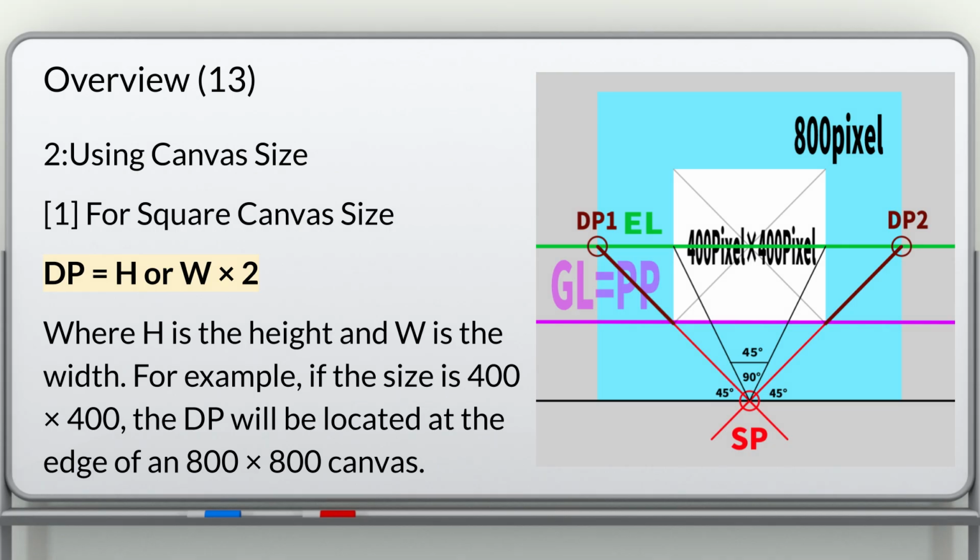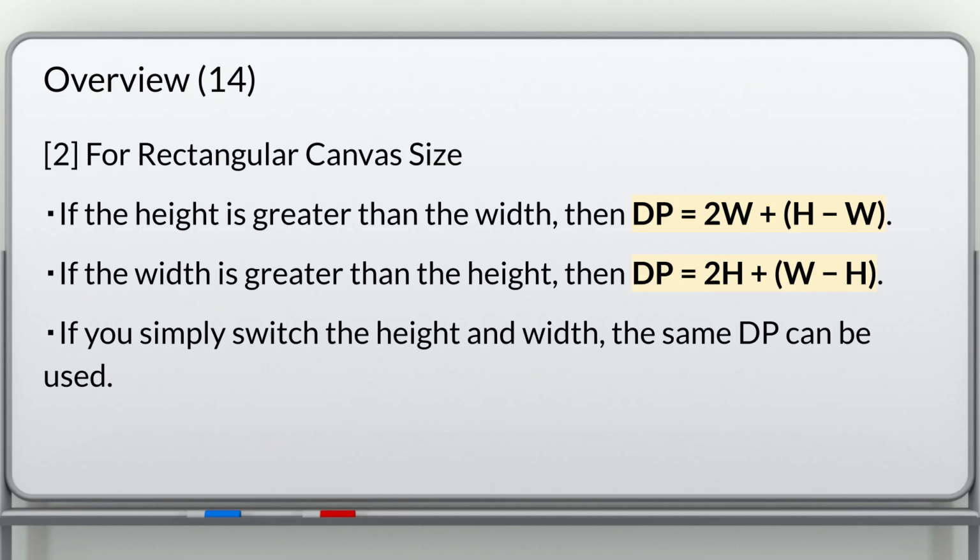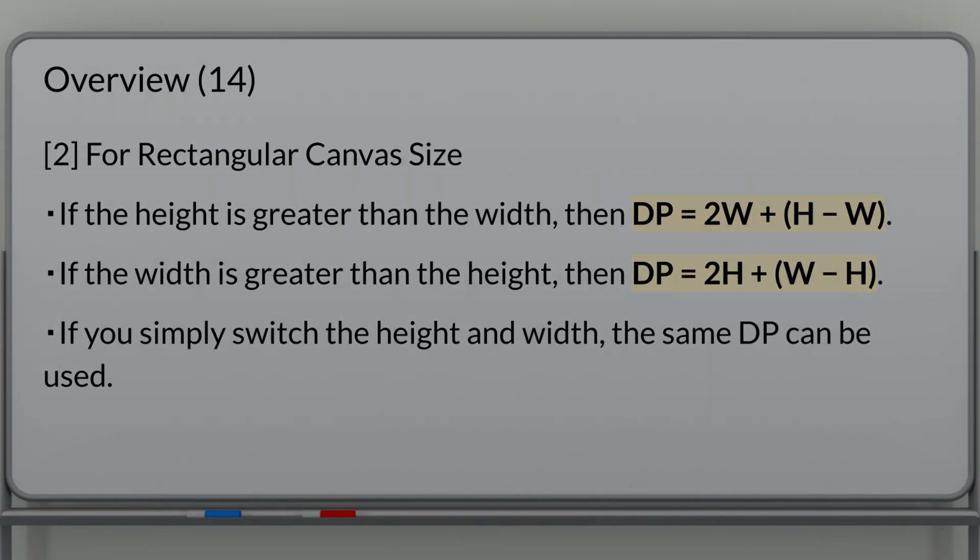2. Using canvas size. For a square canvas, DP equals h or w times 2, where h is the height and w is the width. For example, if the size is 400 by 400, the DP will be located at the edge of an 800 by 800 canvas. For a rectangular canvas, if the height is greater than the width, then DP equals 2w plus h minus w. If the width is greater than the height, then DP equals 2h plus w minus h. If you simply switch the height and width, the same DP can be used.